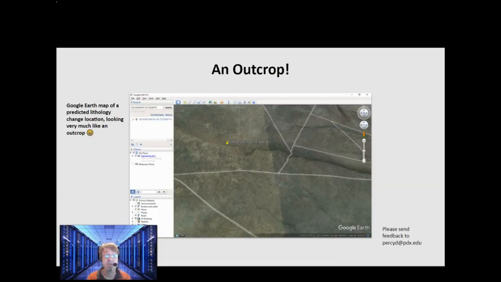So this approach seems to be producing usable results that we can take out into the field and use to improve our mapping capabilities. We have 2 quads to be mapped this summer, and I'll be generating maps of outcrops from machine learning on these Sentinel data.